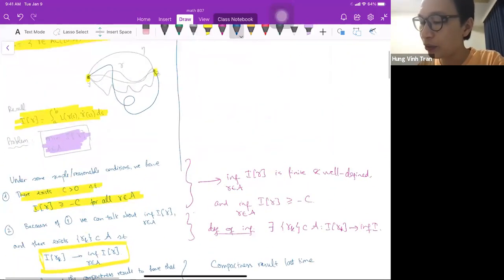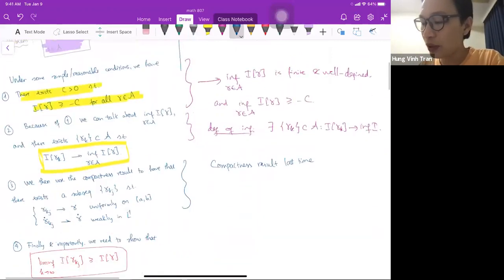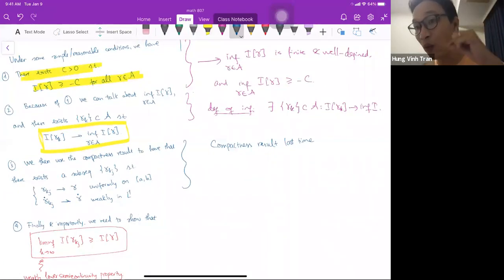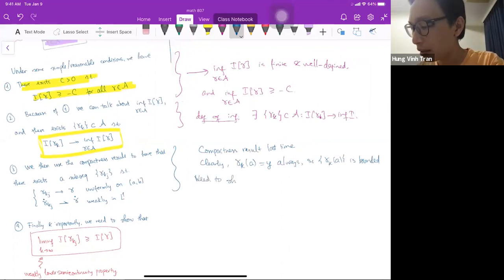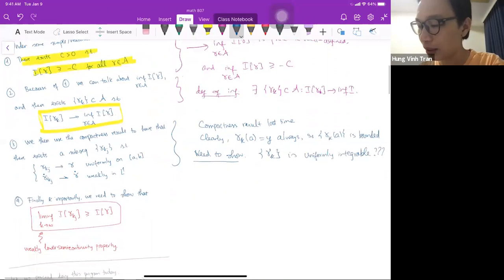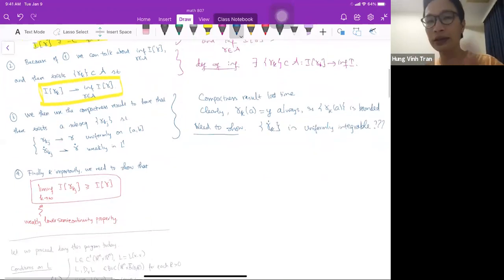Remember that we fixed the two endpoints, y and z. Last time, to have a compactness result, we have to have that gamma at a given point is bounded. But clearly here gamma k of A is always equal to A. So gamma k of A is bounded; it's constant anyway. So what we need to show is that gamma k dot is uniformly integrable. I asked you to think about this, but I'm skipping it for now. It's not so hard, but it's telling us that there's something that we need.